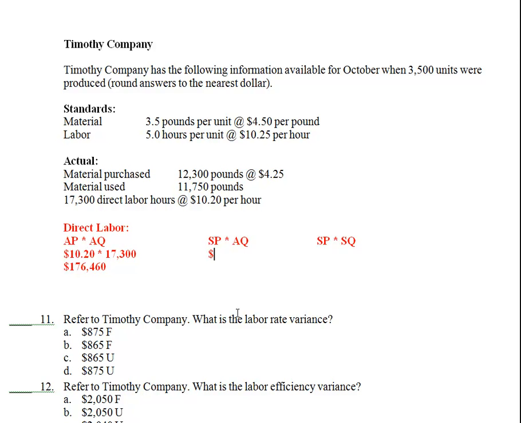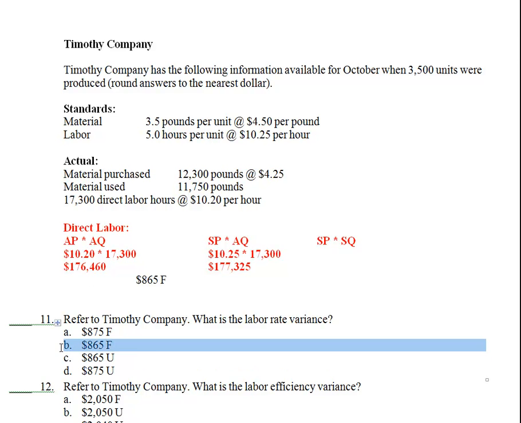Standard price. We think for the labor we're going to pay $10.25. Actual quantity is 17,300. So that's giving you 177,325. Subtract that from the 176,460. So that's giving you an 865 labor rate variance, and it is going to be favorable because you thought you were going to pay $10.25. You only paid $10.20, so that is a good thing. So that's a favorable variance. So it is B.